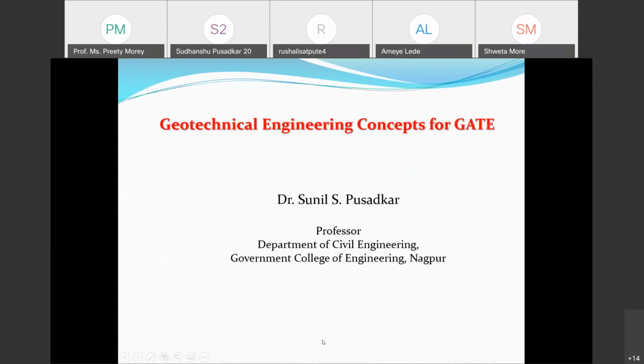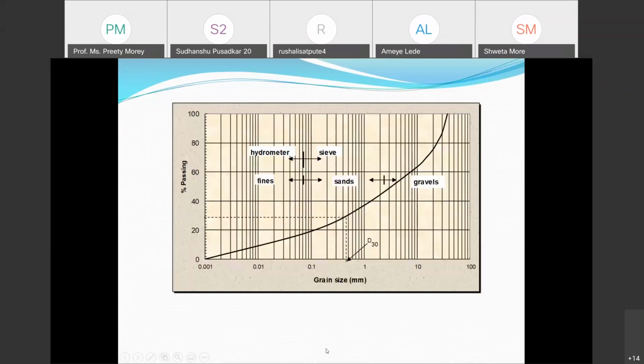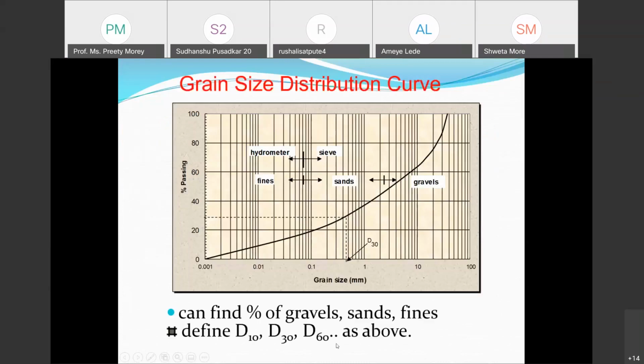So the first topic will start with the particle size distribution curve, because we had completed up to the shrinkage limit in the last class. For obtaining these grain size distribution curves, we need to do the sieve analysis. And as we know, the sieve analysis is of two types. One is the dry sieve analysis, and another is the wet sieve analysis. Why do we need wet sieve analysis and why do we perform the dry sieve analysis?